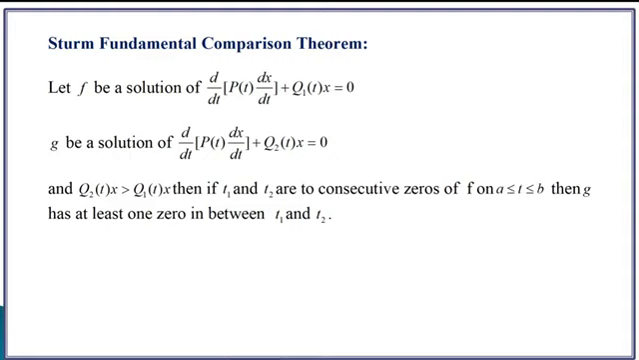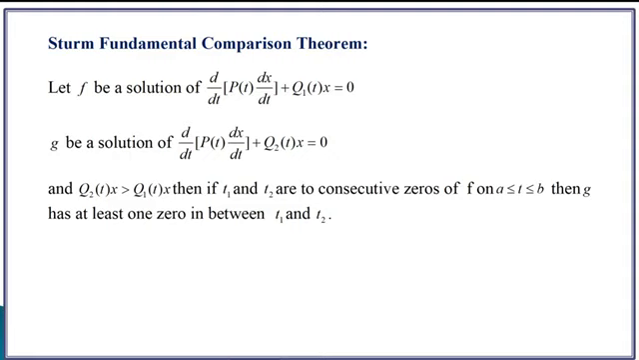Now if f is a solution of the first equation and g is a solution of the second equation, what can we conclude from these given results? We are also assuming that the coefficient q2 is greater than q1 for all t. So if there are two consecutive zeros t1 and t2 of f, then there is at least one zero of g in between these two consecutive zeros.